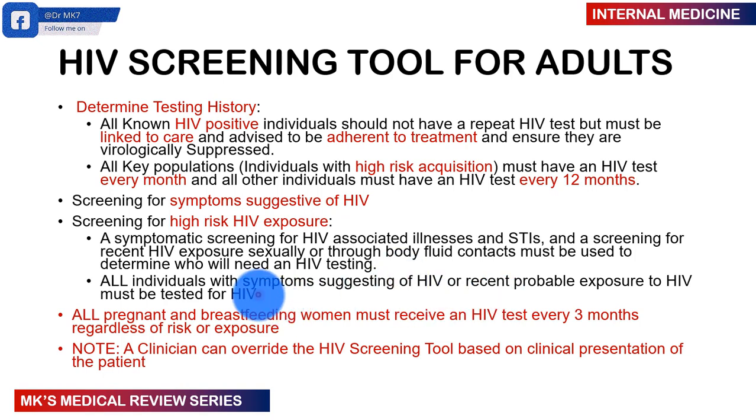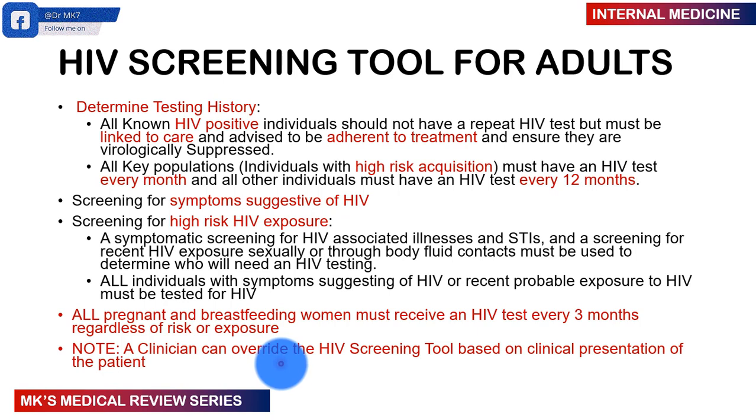Then for all pregnant women, for all breastfeeding women, they must get an HIV test every 3 months, regardless of the risk of exposure. All breastfeeding women, all pregnant women must get an HIV test every 3 months. But of course, the clinician can override this screening tool. If they feel like the patient needs an HIV test, they can suggest this and they can order an HIV test.